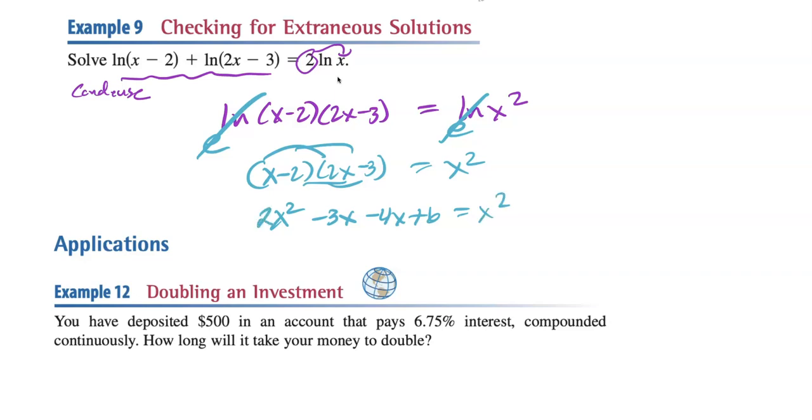2x squared, almost messed up. Right? x times 2x is 2x squared. x times that, negative 3x. Okay, I'm all good now. We want to set equal to 0. Anytime you solve a quadratic, you want one side to be 0.